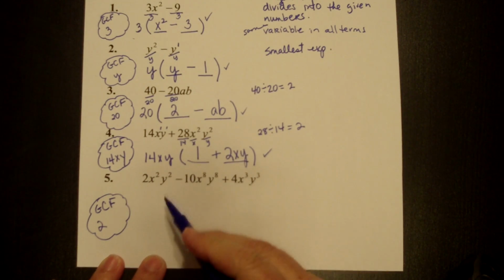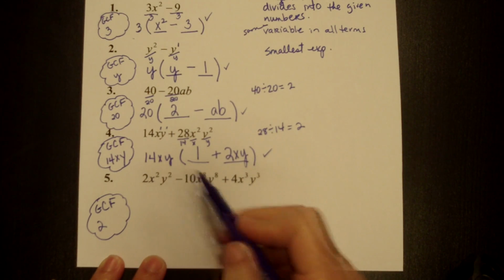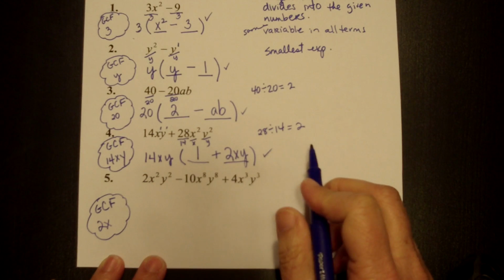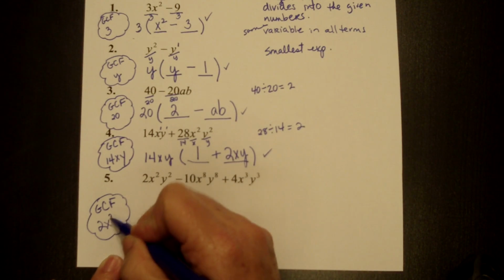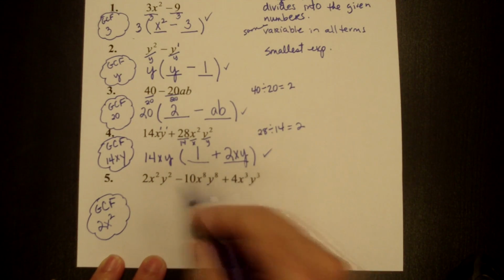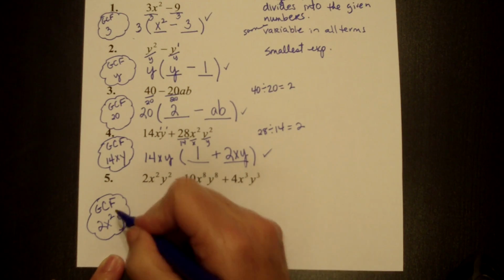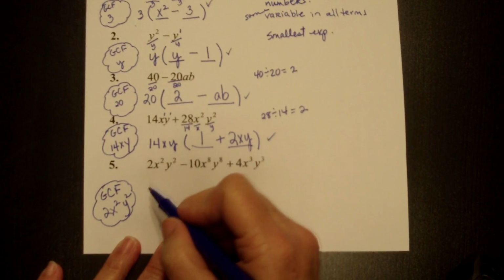All right, is there an x in all of the terms? Yes, there's an x here, here, and here. So I'm going to write an x. Well, what's the smallest exponent? It's a 2 because there's a 2, 8, and a 3. So I'm going to write a 2. All right, is there a y in each term? Yes, so I'm going to write a y. What's the smallest exponent? Well, it's a 2 again. All right, so there's my GCF.